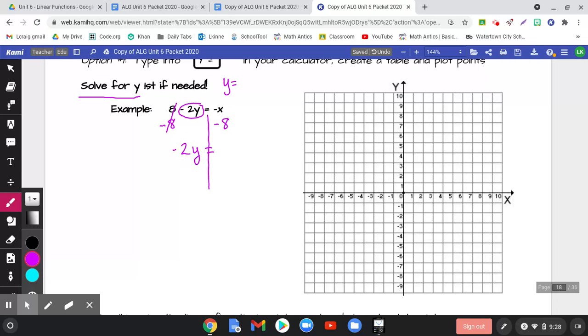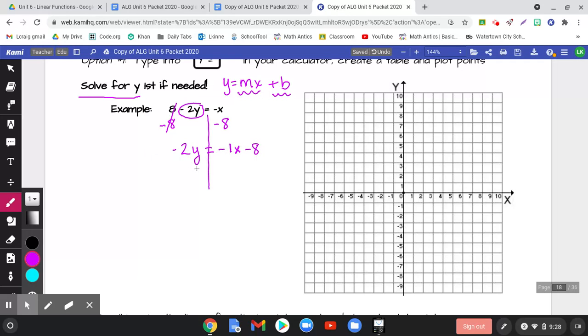Now order, it's nice to keep order on this one. Think about your formula. Y equals mx plus b. The slope is with your x, and that's what we're going to put first. The y-intercept comes second. So I'm going to put this minus x first. And remember, that's the same as a minus 1x. And then I'll put the minus 8 second.